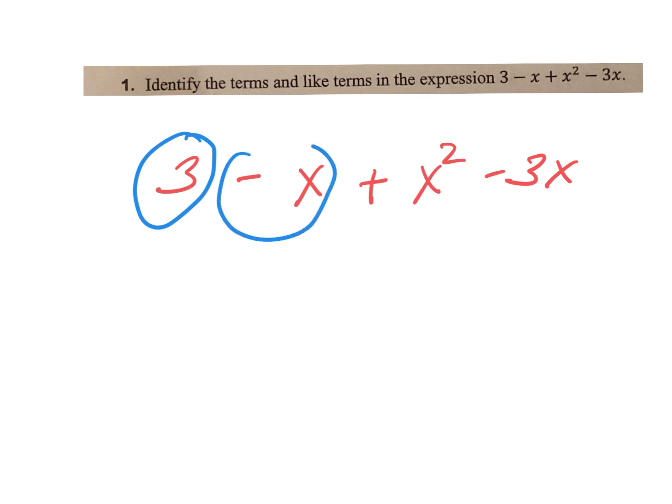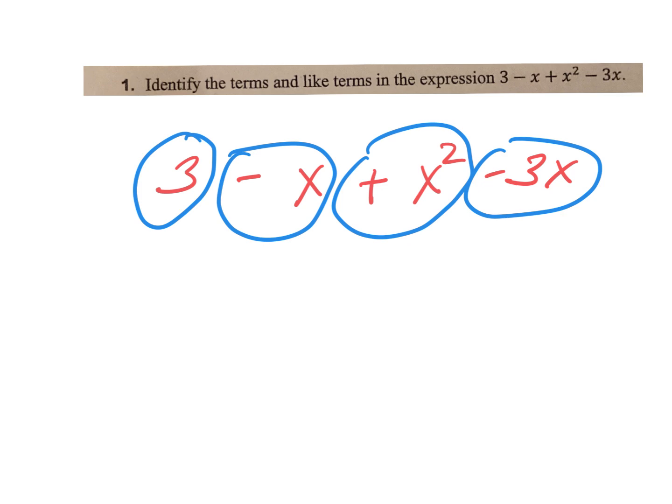Number 1, identify the terms and like terms in the expression 3 negative x plus x squared minus 3x. So what I'm going to do is write it out. 3 minus x plus x squared minus 3x. Everything that is separated by a plus or a minus is going to be a term. So there's one term, there's a term, there's a term, and there's a term. So I have 4 terms.